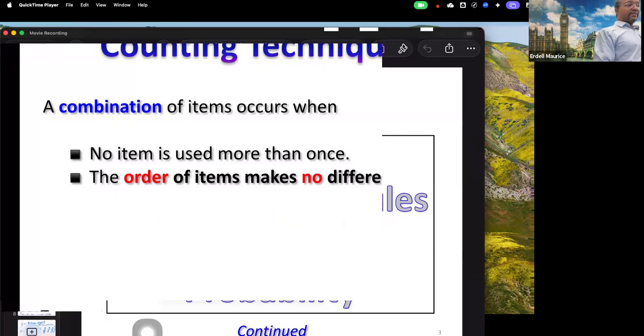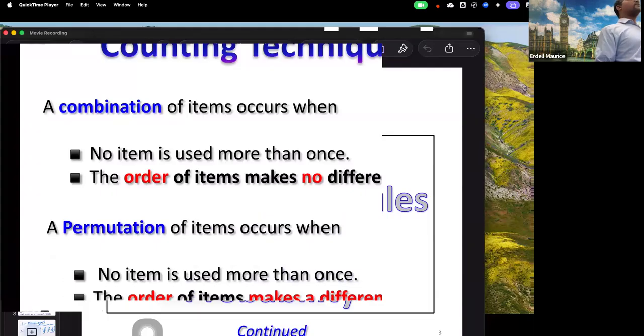A permutation, on the other hand, the order does make a difference. If the person in first place gets 100, the person in second place gets 50, and the person in third place gets 25, the order matters, yes? Right? And that would be a permutation. Question there?